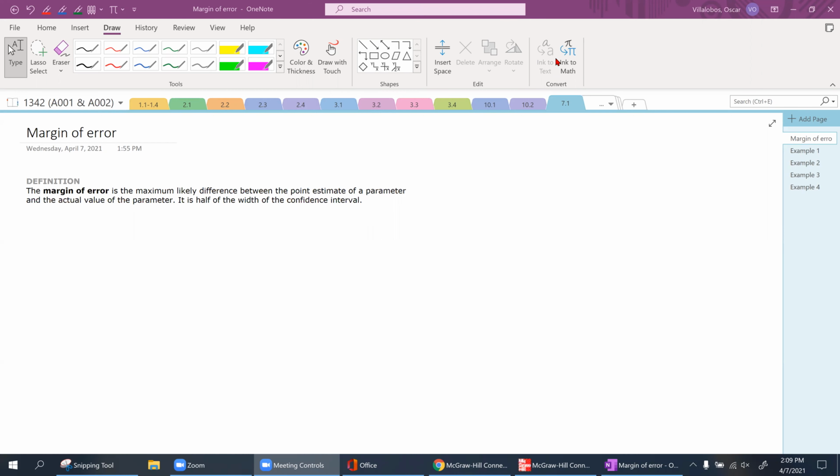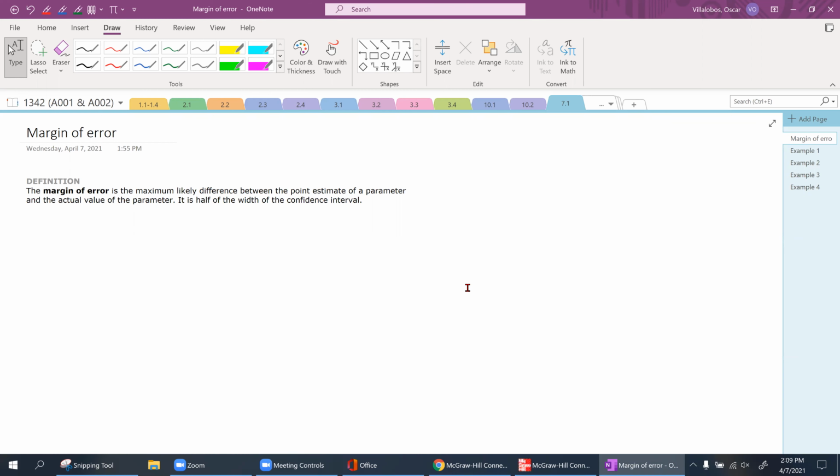By this part, hopefully you've already gone over the definitions. The main definitions we're going to be going over are margin of error, confidence level, and point estimate. As a refresher, the point estimate is a specific numerical value estimate of a parameter. The best point estimate of the population mean mu is the sample mean x bar.